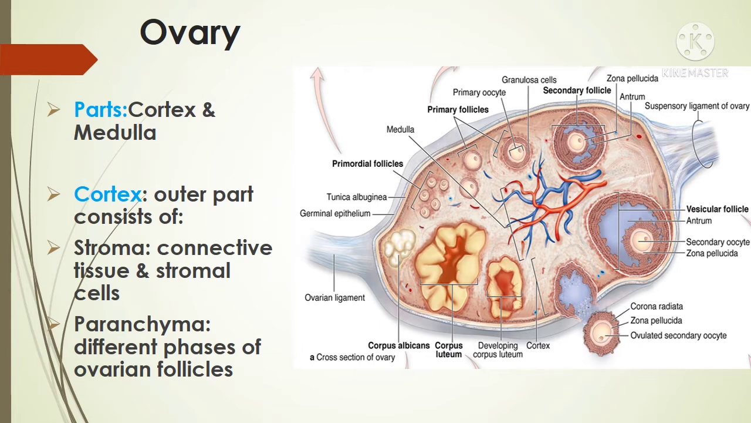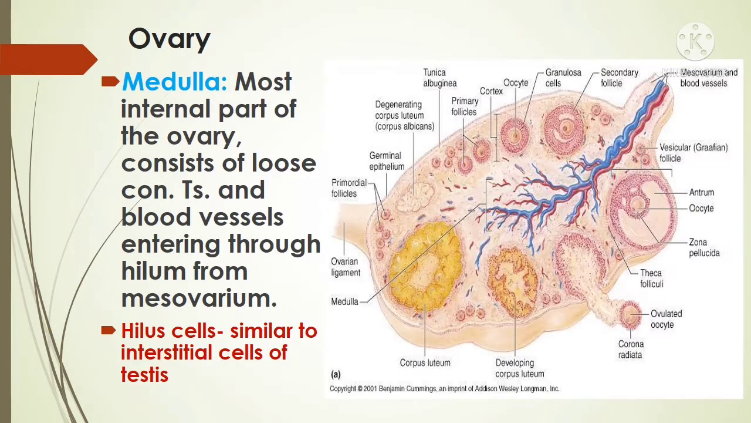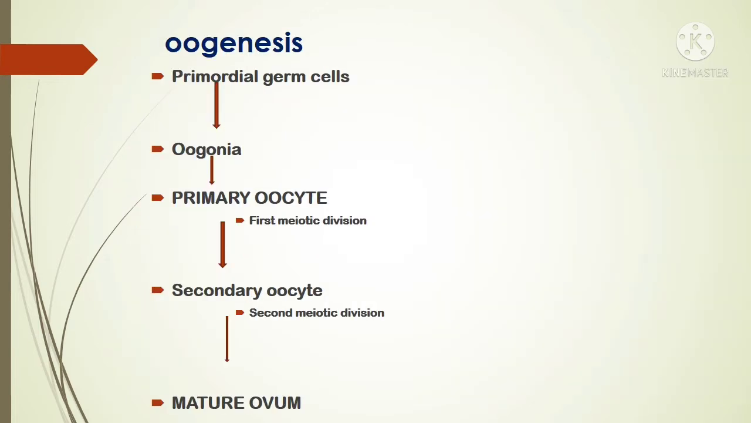The cortex is the outer part and consists of the stroma, the connective tissue, where the stromal cells are present. The parenchyma consists of the different phases of the developing ovarian follicles. The medulla, the internal part of the ovary, consists of loose connective tissue and blood vessels entering through the hilum from the mesoovarium. The hilus cells are present in the medulla, and they are similar to the interstitial cells of the testis.